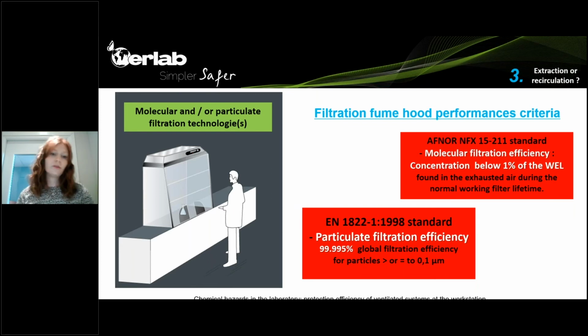Which means that if, for instance, we take acetone, which has, as we've seen before, a workplace exposure limit value of 500 ppm, we know that the concentration to ensure safety should always be 5 ppm, which is 1% of the WEL of acetone. So we are going to consider that a filter is saturated as soon as it reaches 5 ppm of acetone, which gives a margin of 495 ppm before there's really a danger for the chemist.